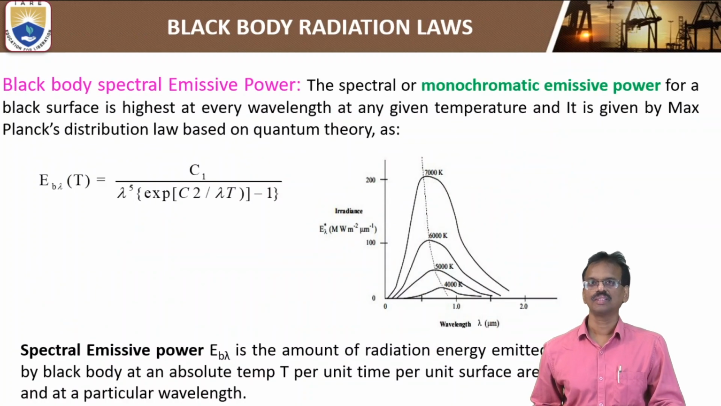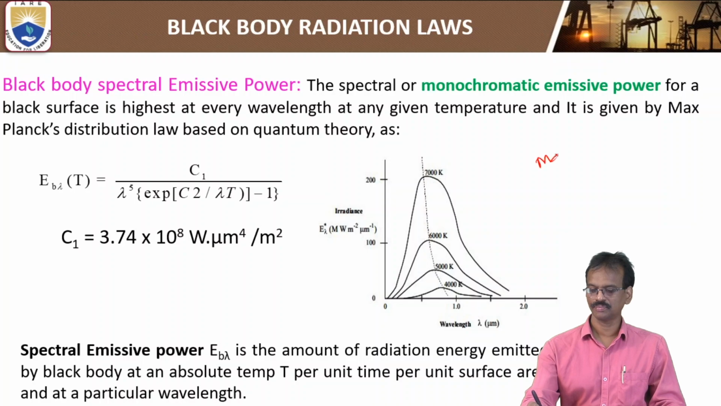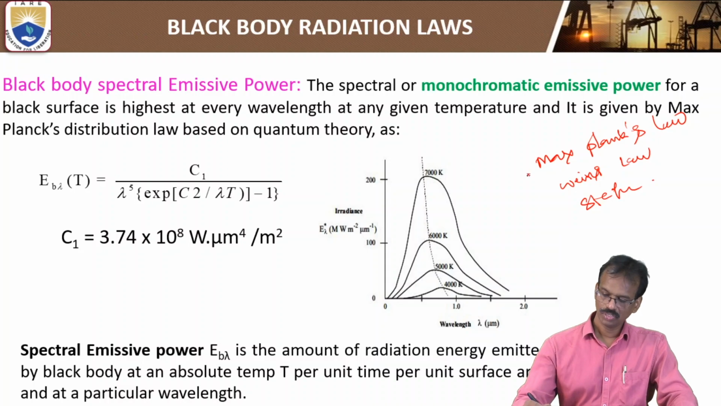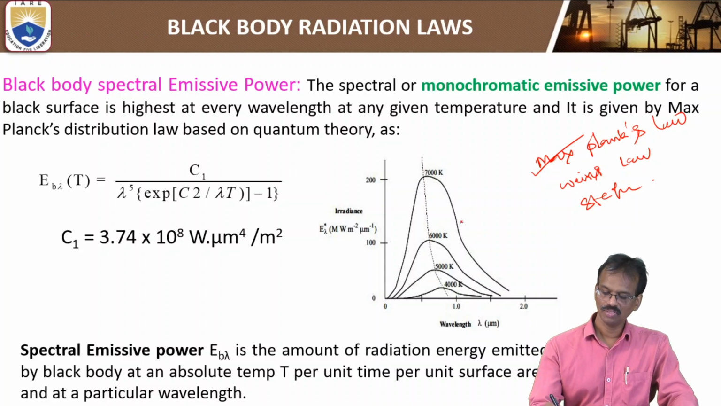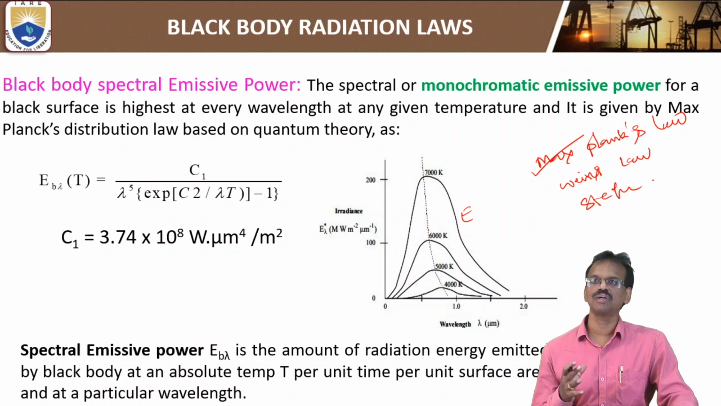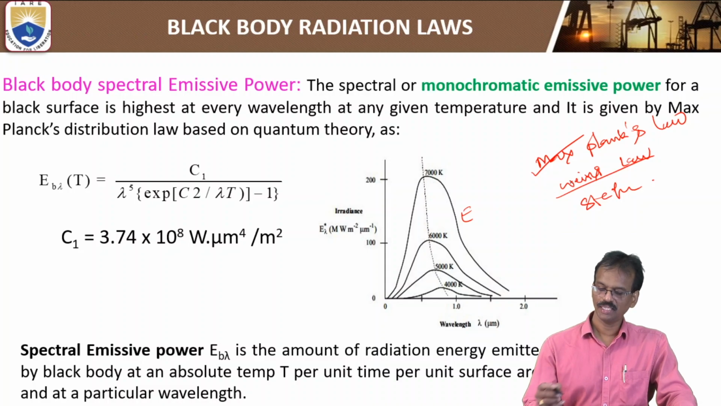Now we'll see three laws. Max Planck's law. Second one is Wien's law. Third one, the Stefan-Boltzmann law. First of all, we will see what is the importance of Max Planck's law. According to Max Planck's law, how can we find out the emitted energy? What is the formula for the emitted energy by Max Planck's law? Second, how to find out the emitted energy by Wien's law. And the last one is the Stefan-Boltzmann law.